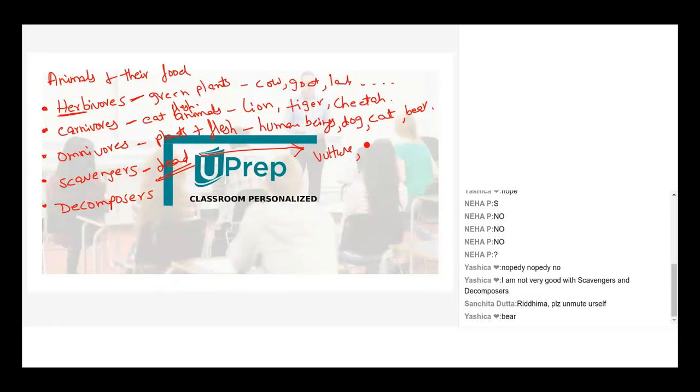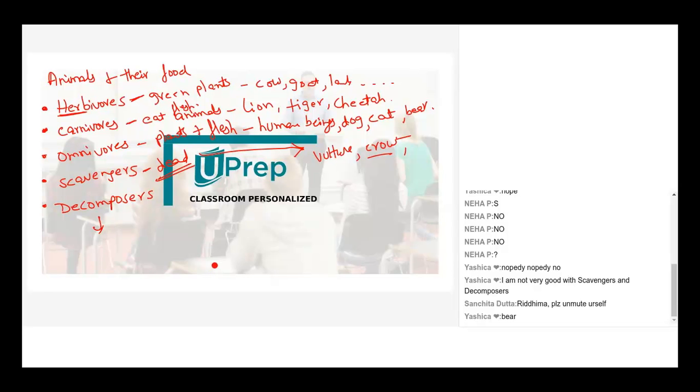Vulture. Okay. Does eagle come on there? We'll put crow here. The reason why we have not put crow under omnivores is because it features as a scavenger. Crow is known as the scavenger of the society because it really keeps our society, our roads, our everything clean. Because whatever it finds, it eats.